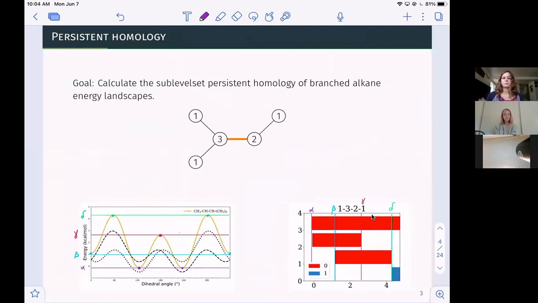Okay, so we're mathematicians, right? We don't just want to do chemistry. So let's talk a little bit about persistent homology. Our overall goal of the project is to calculate the sublevel set persistent homology of branched alkane energy landscapes. Alkane is just going to mean chain of carbons.